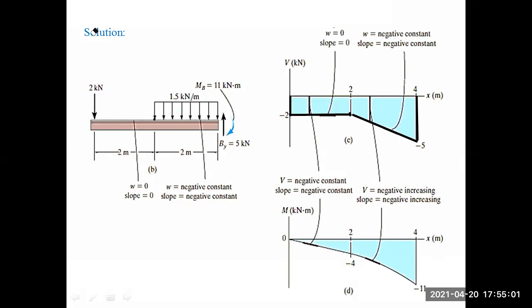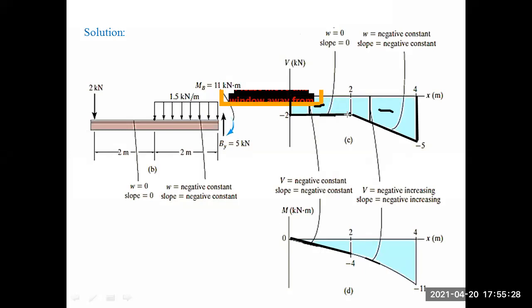So we need to specify negative. This zone is negative. Is it decreasing or increasing? No, it's neither increasing nor decreasing. So it's constant, and the slope is negative. So it would be a line with a slope, and it would look like this because it's negative. This is how the moment would look. Now I have finished this.